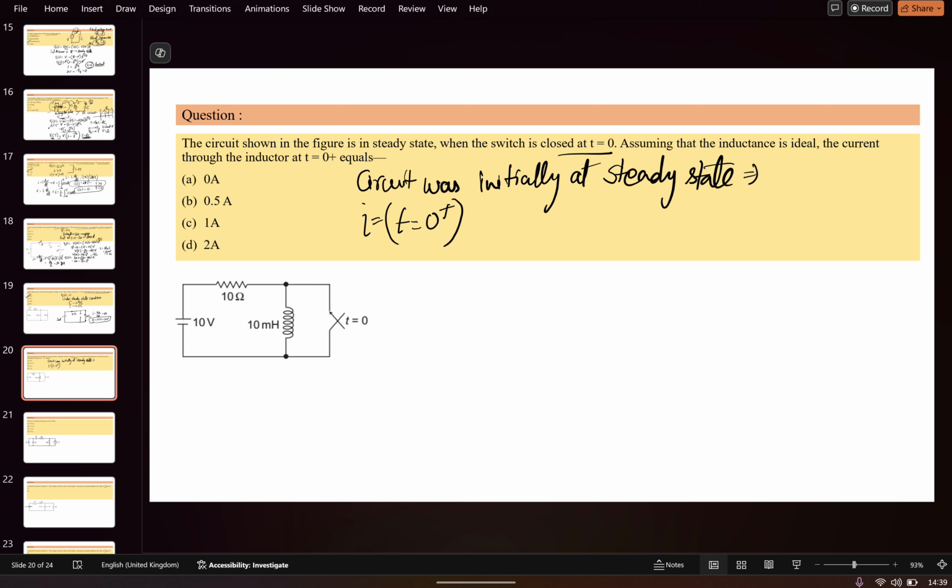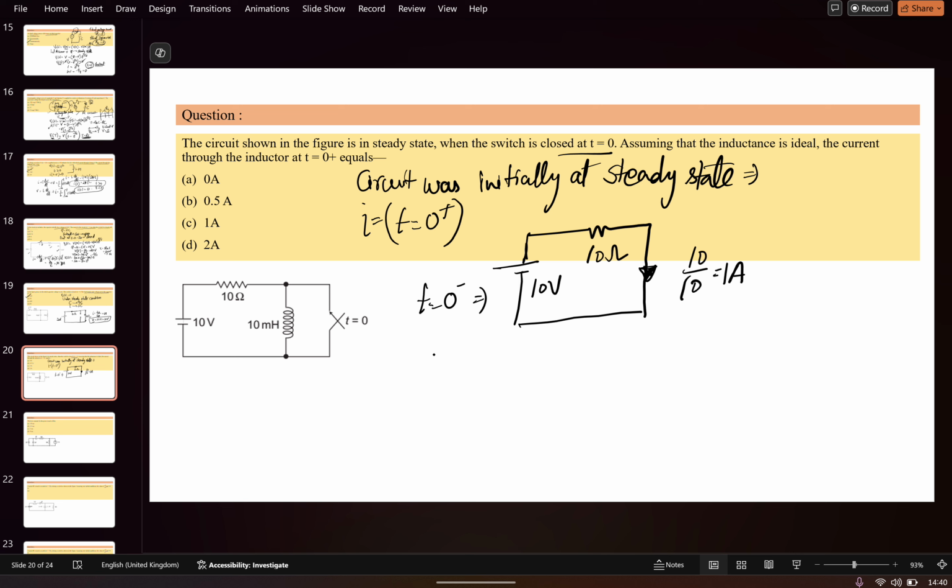So if the inductor was already at the steady state, how does it behave? At t is equal to 0 minus, the circuit was in the steady state, so it will behave like this. The inductor was short circuited, so it was like this, 10 volt, 10 ohm. So the current which was flowing here was 10 by 10 is equal to 1 amp.